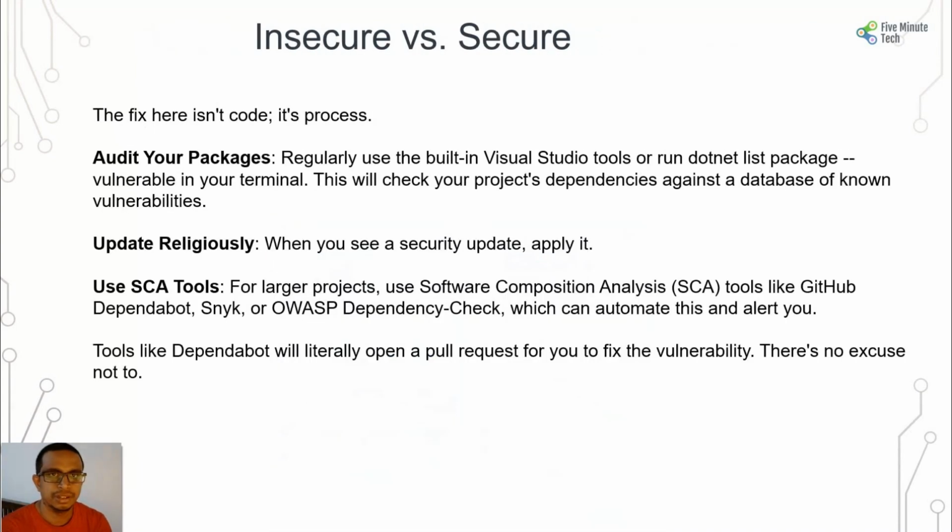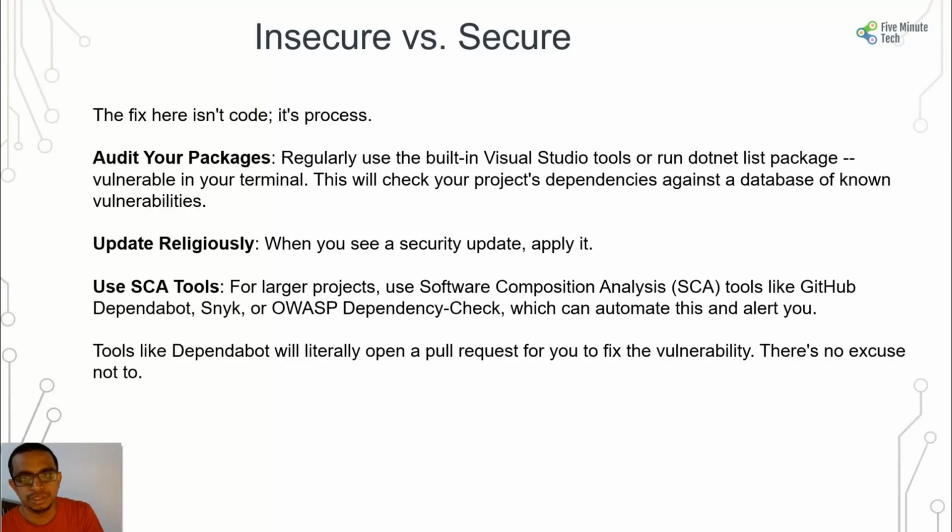Now, insecure versus secure, this is more of a coding practice, wherein when you get a package, you audit it. You regularly use it in Visual Studio tools or run 'dotnet list package --vulnerable' in your terminal, and this will check your project dependencies against the database of known vulnerabilities. And also in our enterprise system, you will definitely have your Artifactory, where the system scans those packages and only then do they reach your Artifactory. You can pull only from the Artifactory rather than from the net, so that will keep your system secure. And you keep applying security updates in your IDE and other areas, and use SCA tools for larger projects.